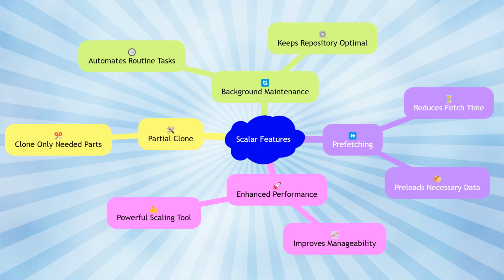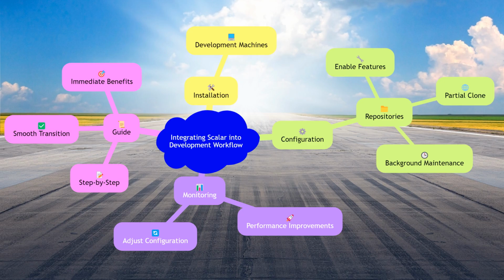Scalar offers several features that make it an invaluable tool for scaling Git repositories. These include partial clone, which allows developers to clone only the parts of the repository they need, and background maintenance, which automates routine tasks to keep the repository in optimal condition. Prefetching helps reduce the time taken for fetch operations by preloading necessary data. These features collectively enhance the performance and manageability of large Git repositories, making Scalar a powerful addition to any scaling strategy.